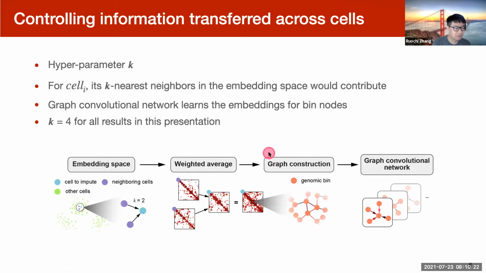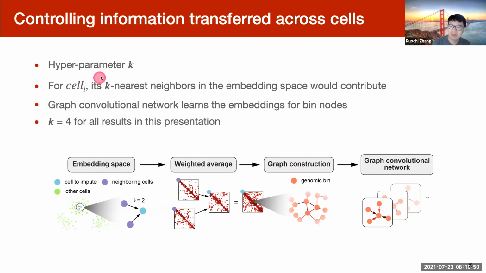Next, we evaluate the imputation produced by Higashi. Before showing the results, I'll introduce one of the key designs of Higashi. As mentioned before, one advantage of the hypergraph setting is that the imputation can actually be coordinated across different cells. However, one concern is that what if the information sharing scheme goes too far? So we designed this mechanism to control how much information is shared.